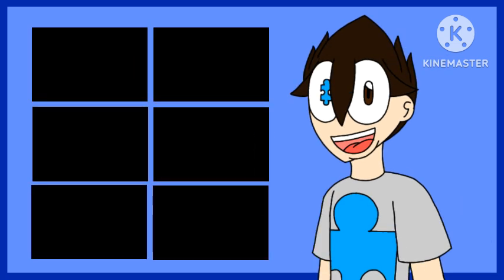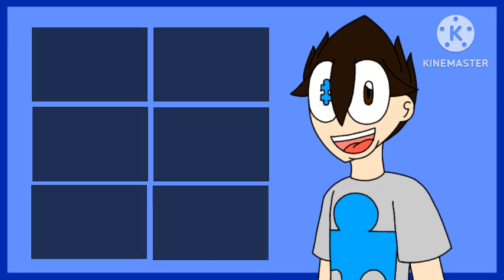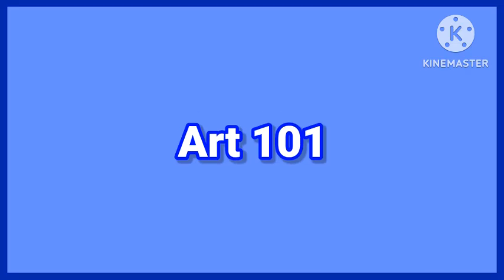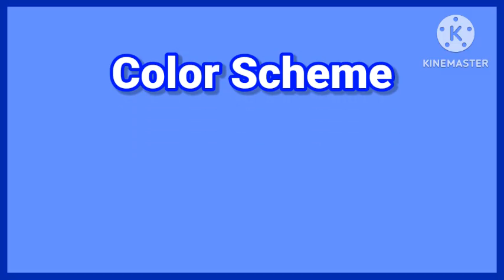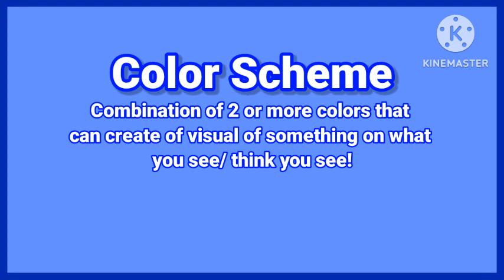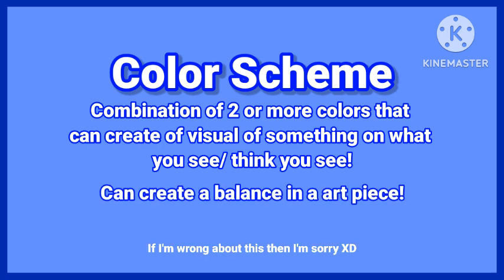But before I do that, I feel like I should explain what color schemes I use and what each of them is about. So, welcome to Art 101. We will be on the topic of color scheme. If you guys don't know what that is, well, I'm here explaining it to you. A color scheme is a combination of 2 or more colors that can create a visual of something that you see or what you think you see, but also create a balance in a certain artwork.